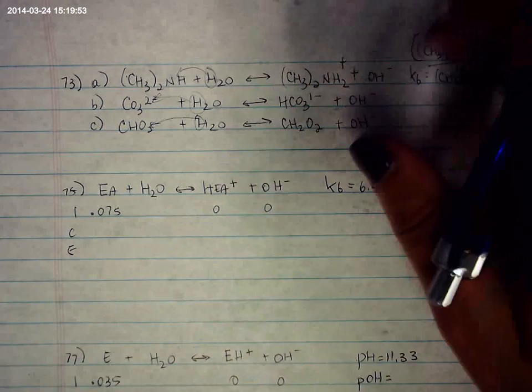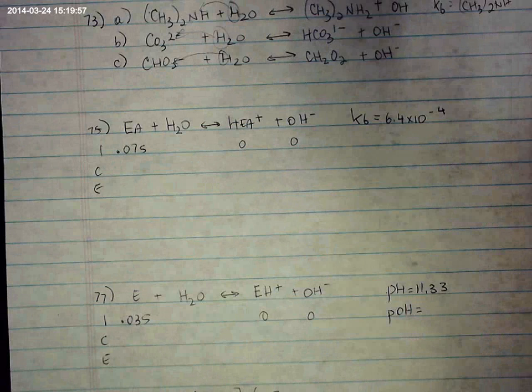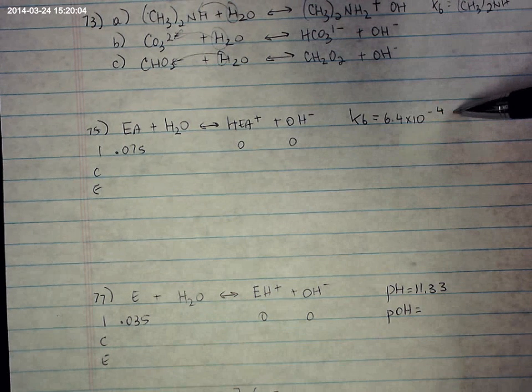All right, last two problems. Question 75 says calculate the molar concentration of hydroxide ions in a 0.075 molar solution of ethylamine. They tell me the Kb is 6.4 times 10 to the negative fourth. They also want me to calculate the pH of the solution.